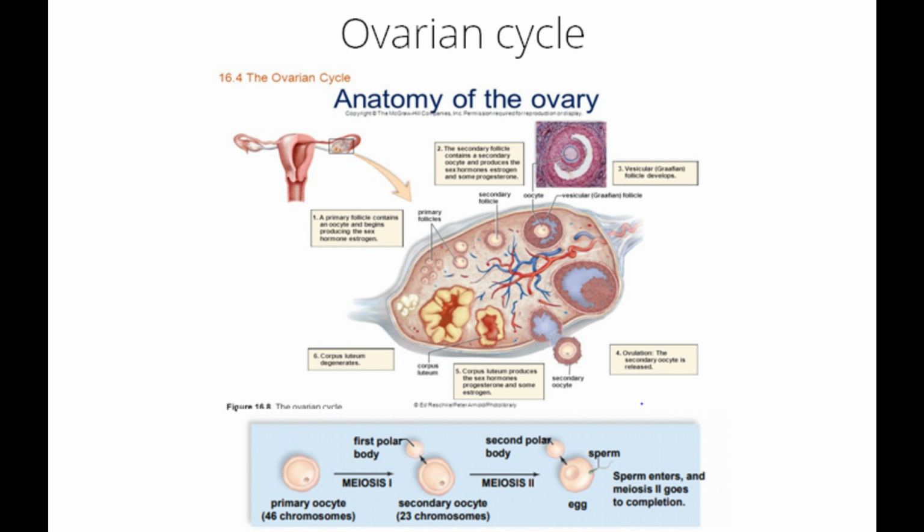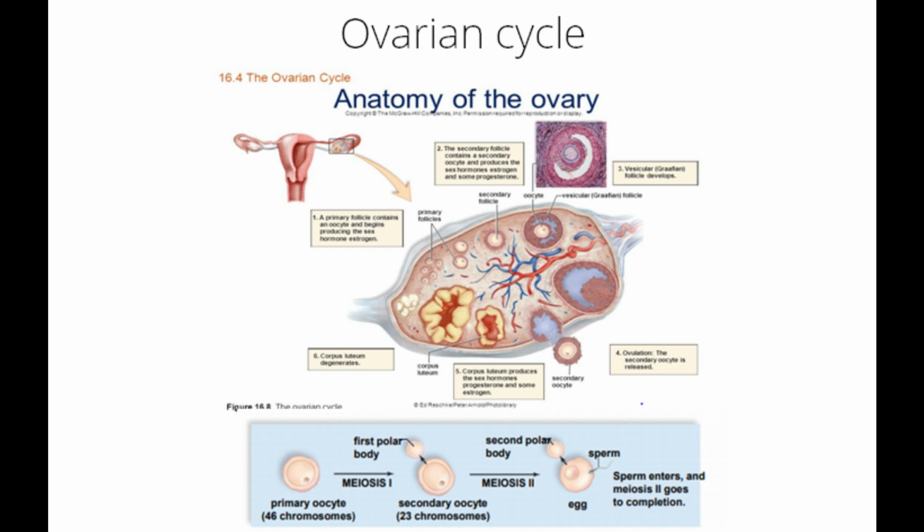So we move to the next subtopic, which is ovulation. So as you can see, this is the picture of the ovary. First, a primary follicle contains a primary oocyte. It will develop and divide to produce two haploid cells.